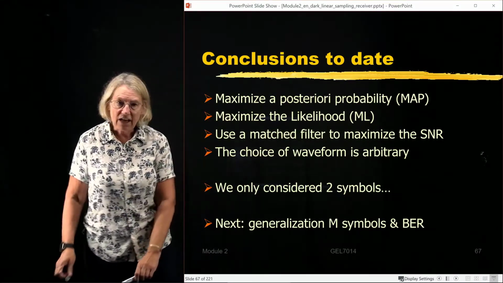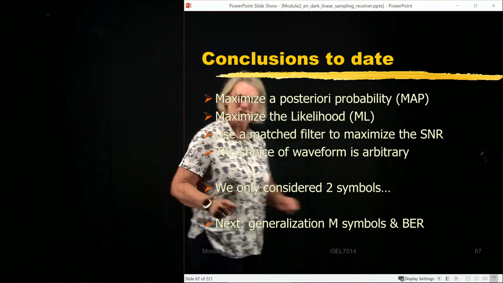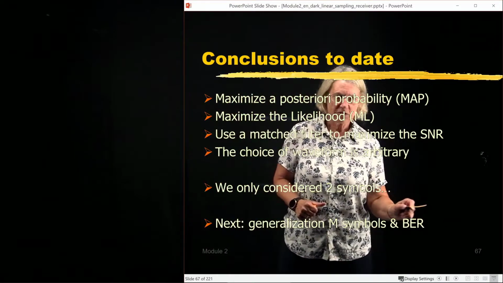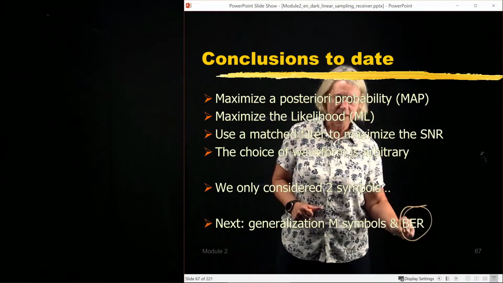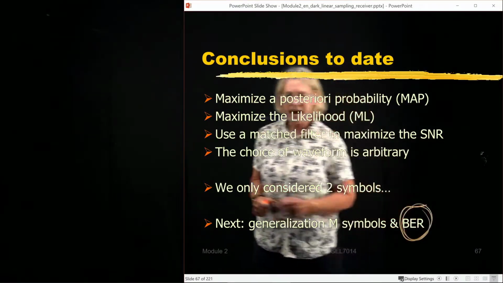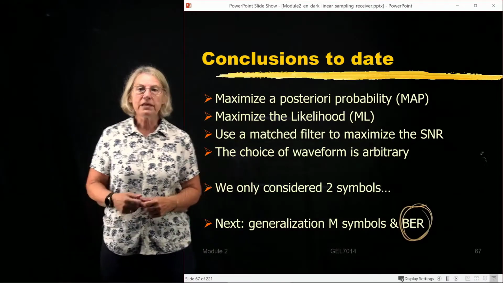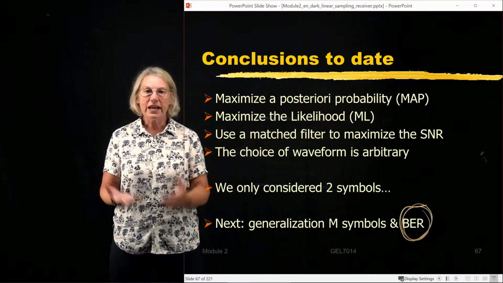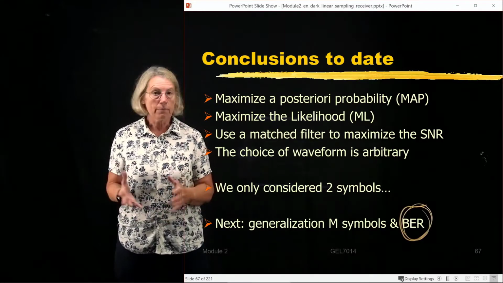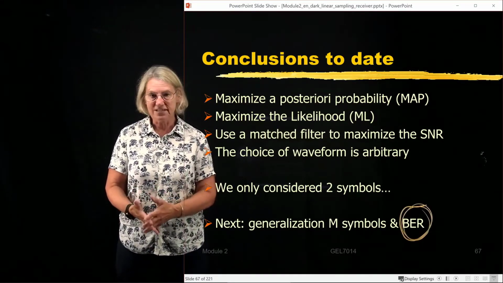And we introduce now this idea of the bit error rate. I mentioned it briefly earlier when we were talking about the ML and MAP strategies. So the acronym is BER, and that stands for bit error rate. And that will be the gold standard for determination of the performance of a digital communication system.